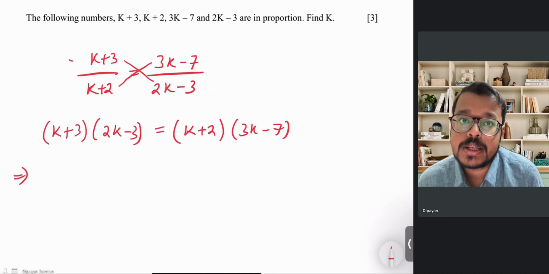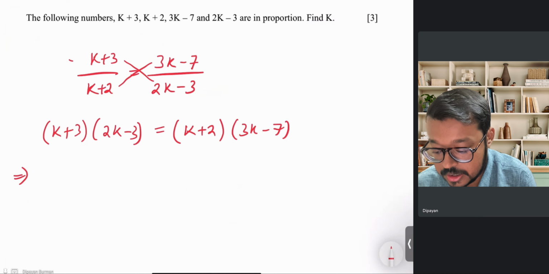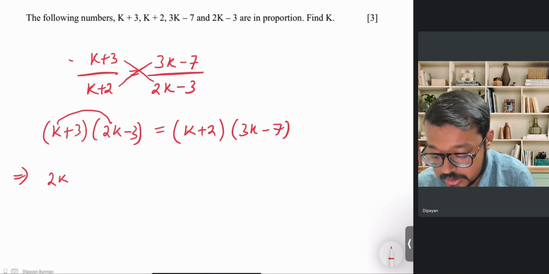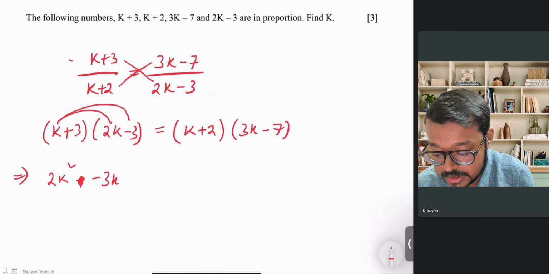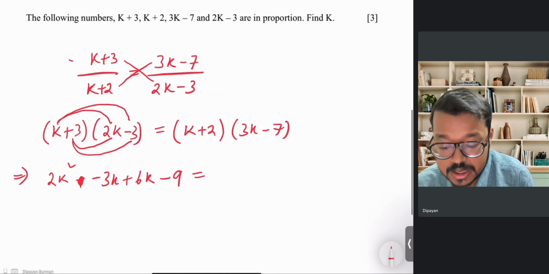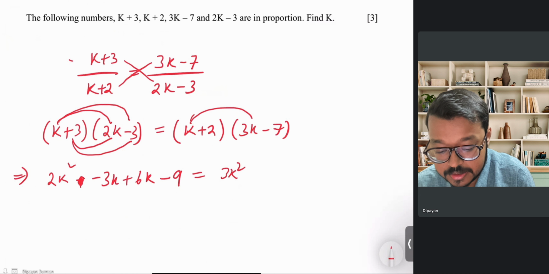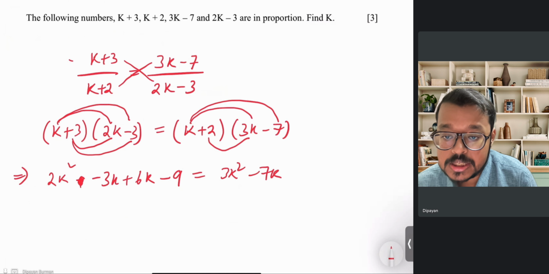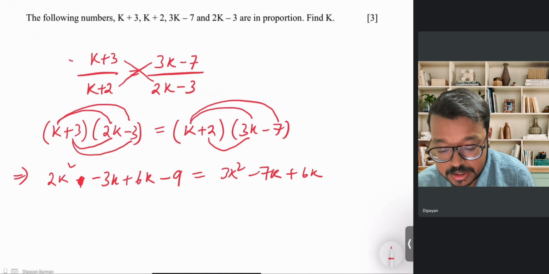So let's again multiply the two sides carefully. K into 2k is 2k square, and then k into minus 3 is minus 3k. Then 3 into 2k is plus 6k. 3 into minus 3 is minus 9. That is equal to k into 3k is 3k square. K into minus 7 is minus 7k. 2 into 3k is plus 6k. And 2 into minus 7 is minus 14.